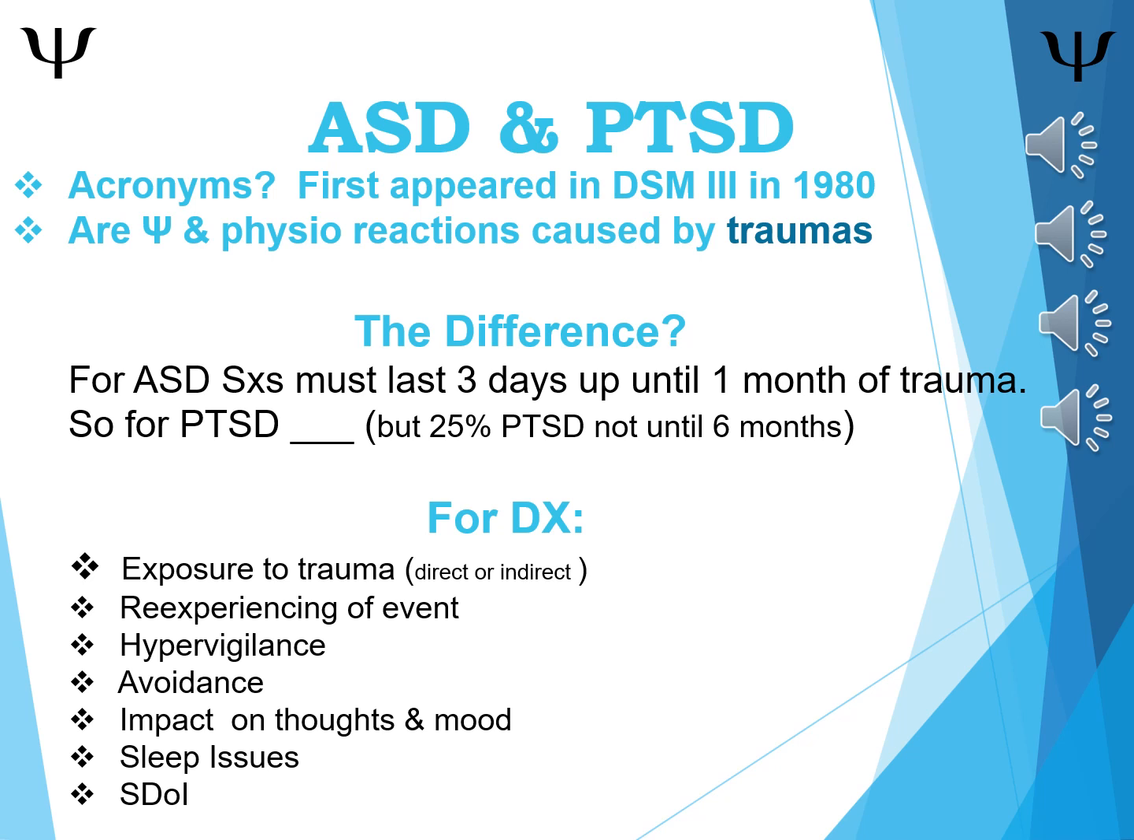Let's now consider ASD and PTSD. Now I know everyone knows PTSD is post-traumatic stress disorder, but ASD, people are less familiar with that one. That would be, of course, from our previous slide, acute stress disorder. Both of them first appeared in DSM-3 back in 1980. Interestingly, another very famous dissociative disorder also made its appearance in that DSM and in that year. Both ASD and PTSD are psychological and physiological reactions caused by traumas.